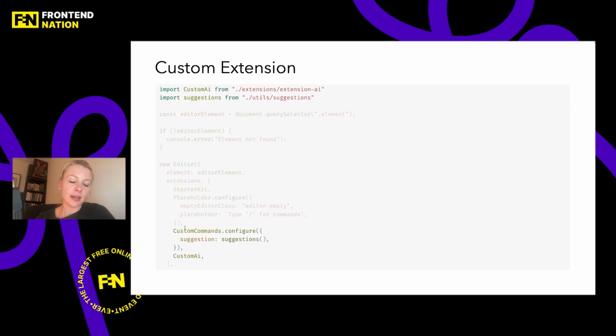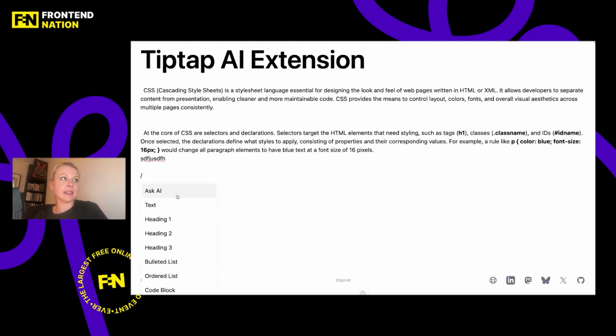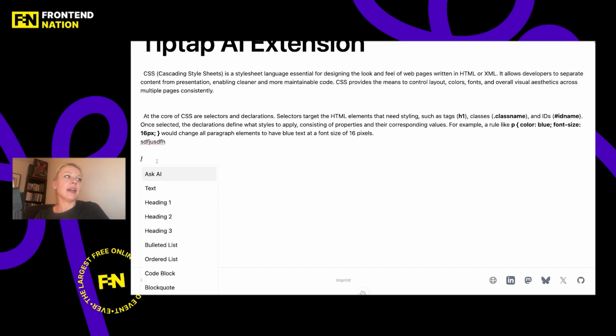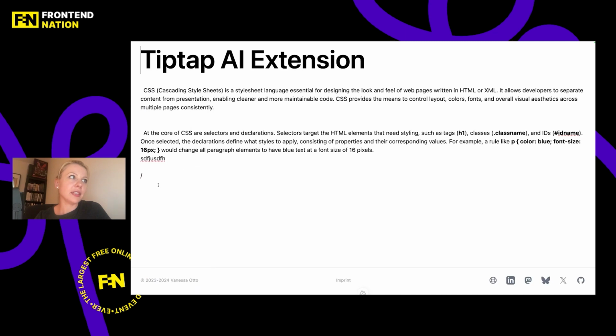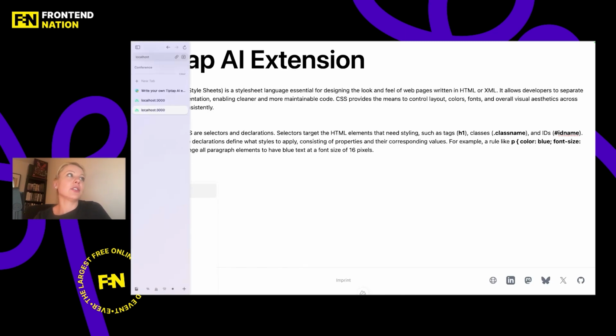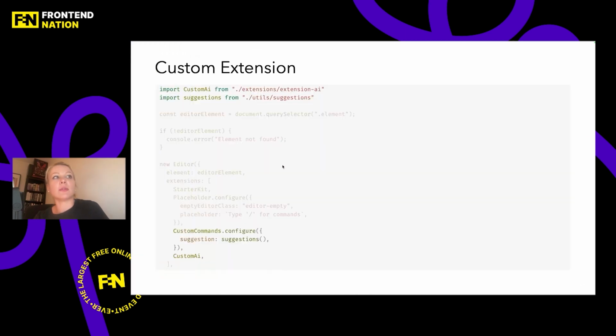The custom commands and the suggestions are this menu that we are seeing here. So when I type / and now I see this list here, these are the custom commands and the suggestions. And on top here, you can see especially Ask AI, which is also an extension for the AI extension. So 2 extensions we are building, for this menu and for the AI itself.